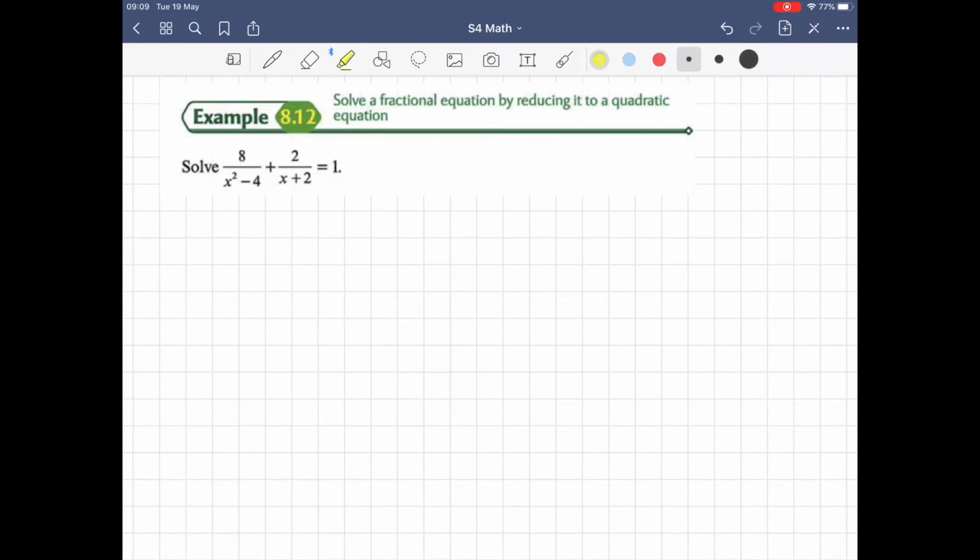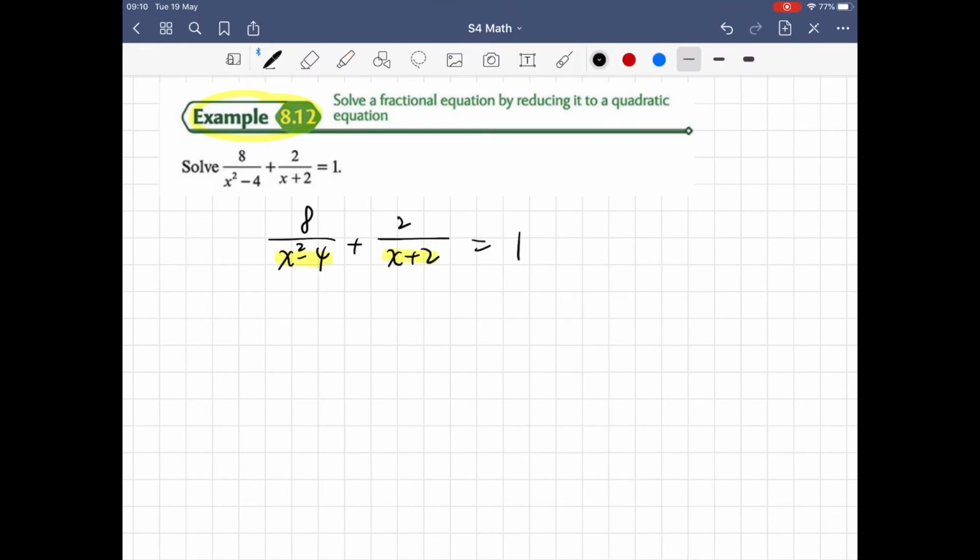So let's take a look at one more example, that is example 8.12. In this question we have 8 over x squared minus 4, plus 2 over x plus 2, equals 1. So in this question, we have to deal with two fractions and two denominators, and they are x squared minus 4 and x plus 2.